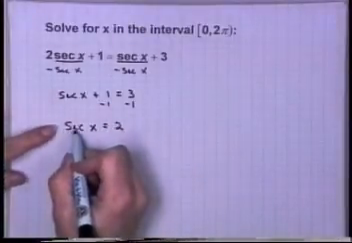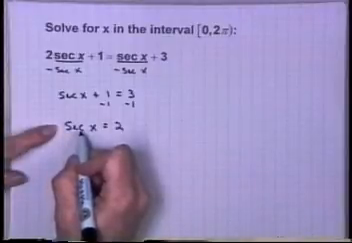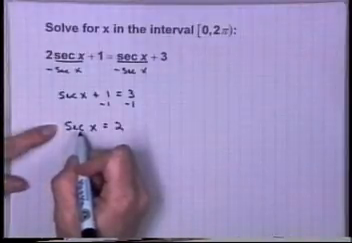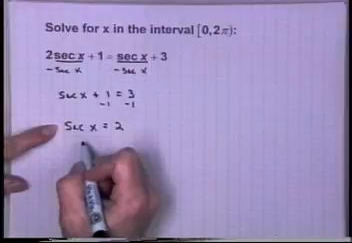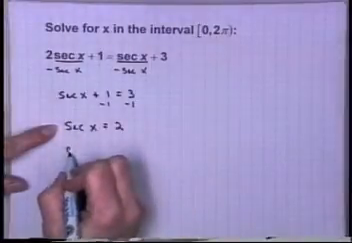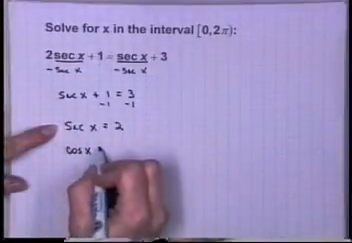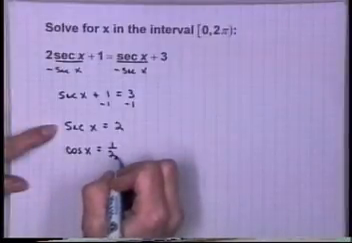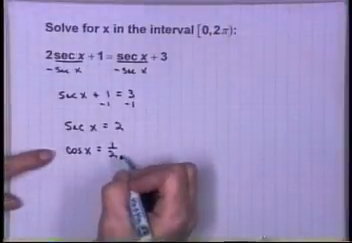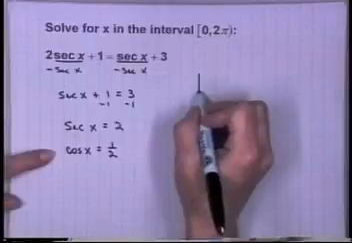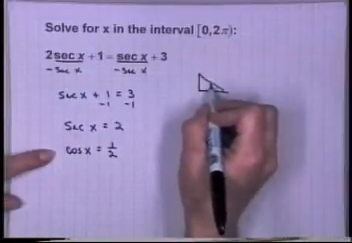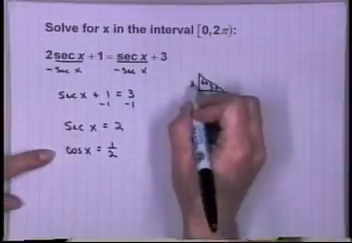Now, I'm not usually familiar with secant, and so we learned in those last examples, if I invert this, I get the cosine, don't I? So the cosine of x will be 1 over 2. Now, I recognize 1 over 2. Remember your 30, 60, 90 triangle?